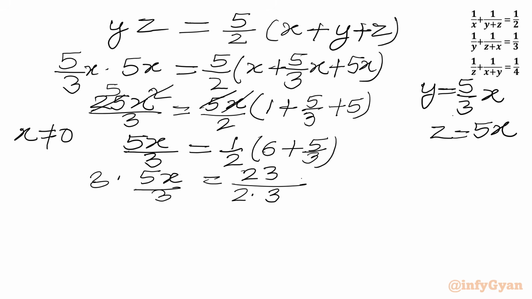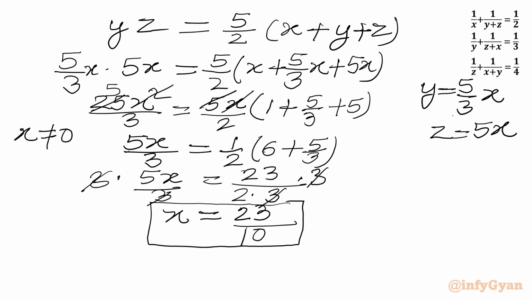We'll multiply both sides by 3. So denominator 3 will be cancelled out. And we will divide by 5 also to get the value of x. So we will write 23 over 2 times 5. I am writing 10. So x will become 23 over 10. Once x is known, y and z is also known.